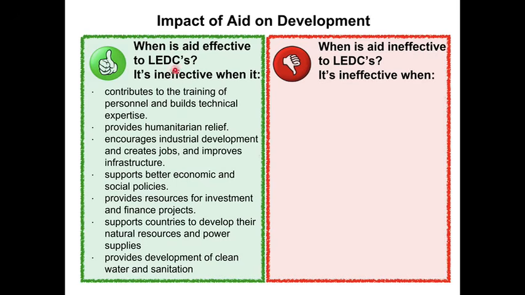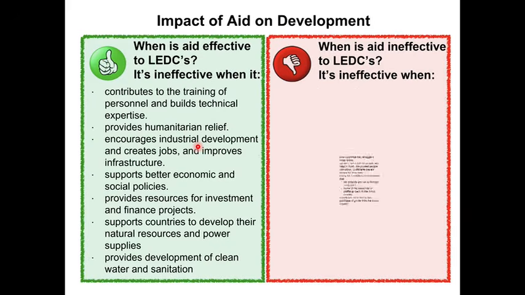Remember, I have a typing error here that should read effective. Okay. So when you have a look at this, you'll immediately see that if aid is given in this way, then it really develops the country. But now, the problem is that aid can also be ineffective. And there are so many strings attached to it. So, let's have a look at this.